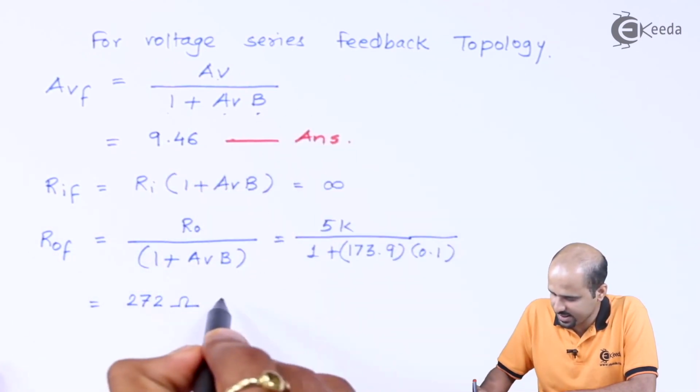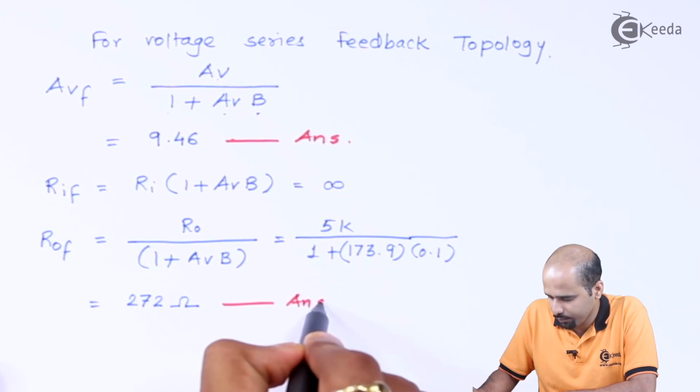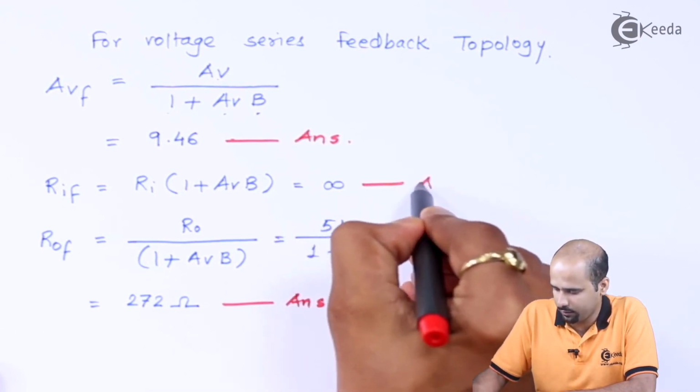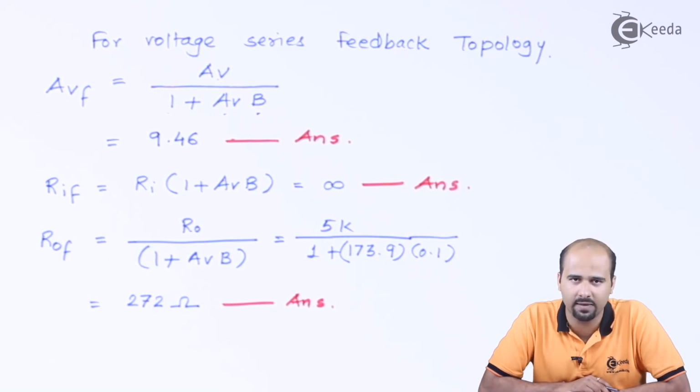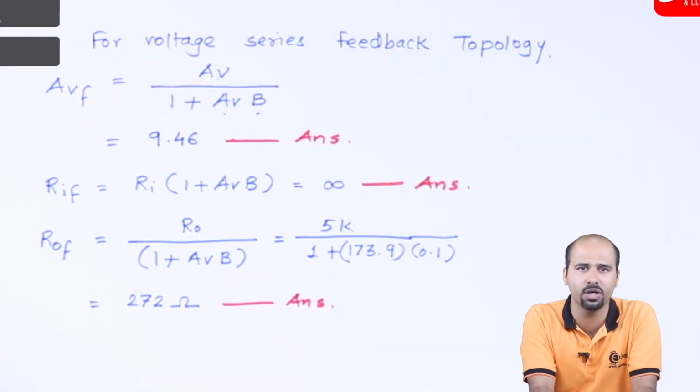So I will treat this as the answer part, and we conclude that we have got a voltage gain which is less than the open loop gain, that is the gain without feedback. RIF, which is already infinity, will be infinity only. ROF is 272 ohm, which is decreased by applying the feedback circuit. So we'll conclude here for this particular numerical.